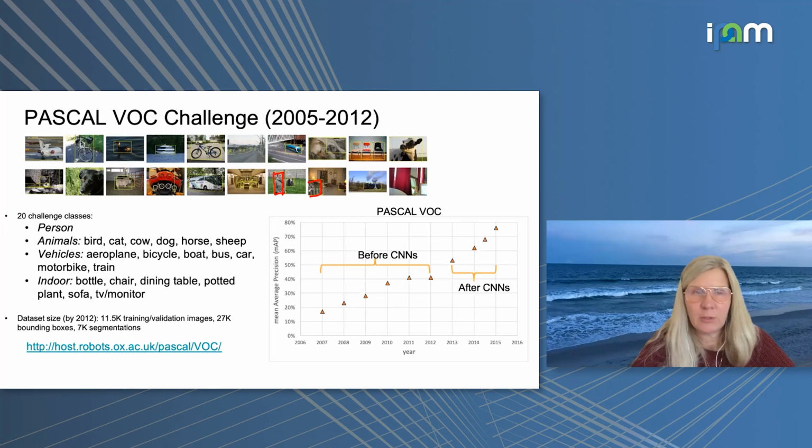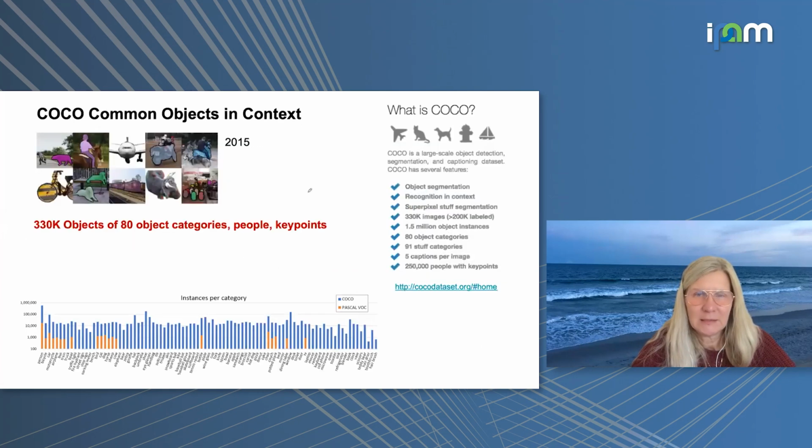The other data set, which followed up and was developed for benchmarking and evaluating different approaches, is the so-called COCO data set, which has about 330,000 images and 80 object categories, and in total about 1.5 million instances. So this is simply a larger version of the object detection data set.